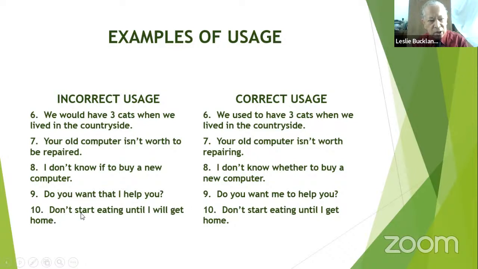Number 10, incorrect usage: Don't start teaching until I will get home. Well, we do not ordinarily use the word will when we are saying something like this. We ordinarily leave it out and we say, don't start eating until I get home. It is understood that you are not yet at home and you're on your way home, so it's in the future. And you're just asking them to wait until you get home before they start to eat. Don't start eating until I get home. So we ordinarily leave out the will.